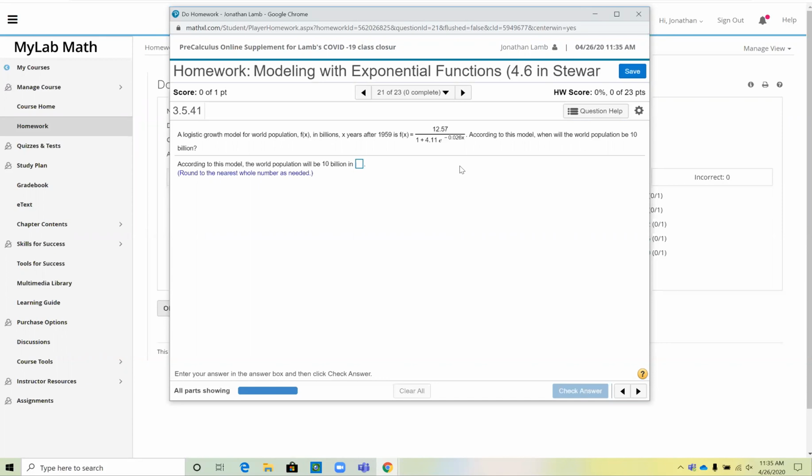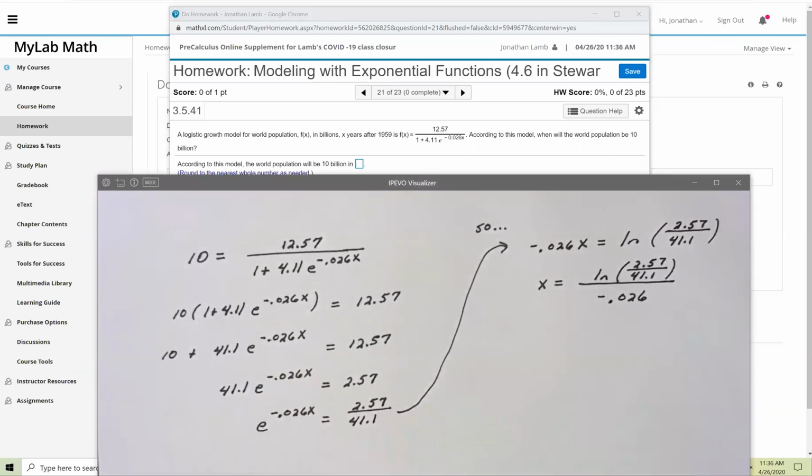This is a logistic growth model. According to this model, when will the world population be 10 billion? It says the world population will be 10 billion in, and it's just wanting the whole number year, I believe. So here's what I did in order to think about that.